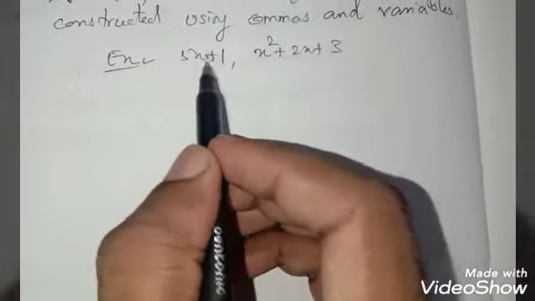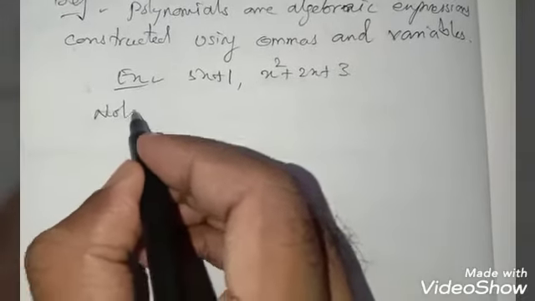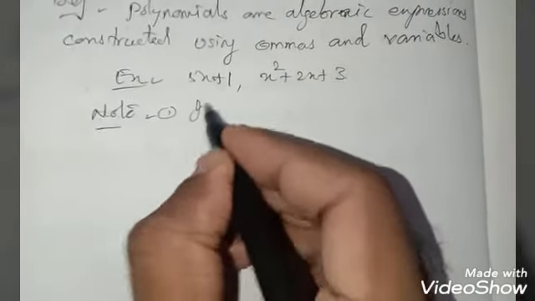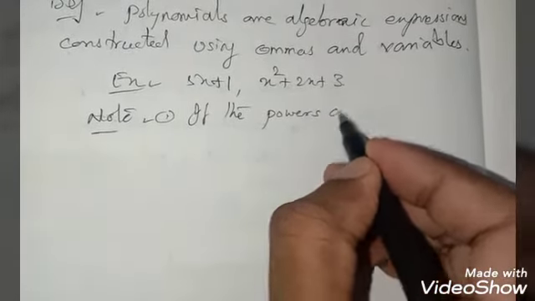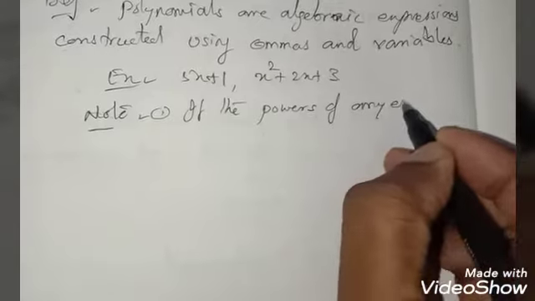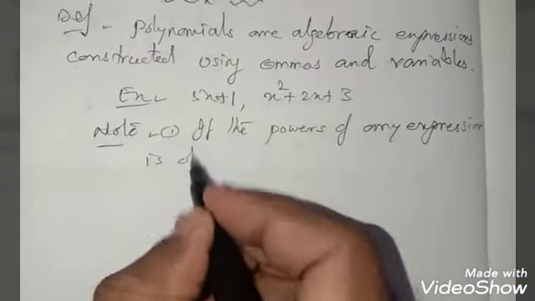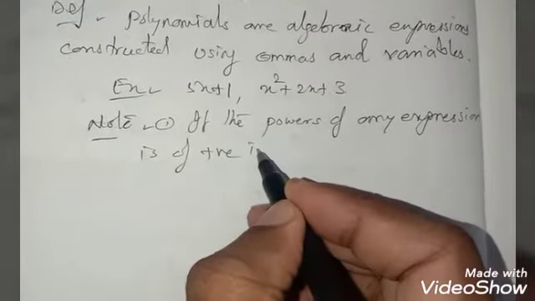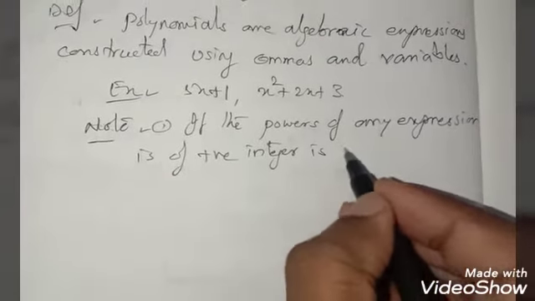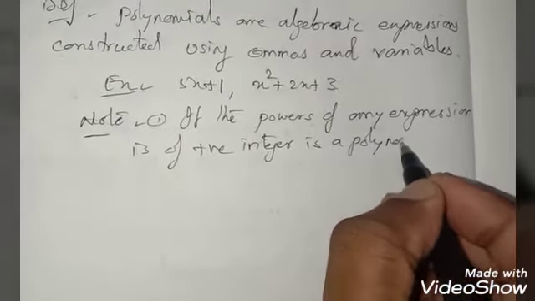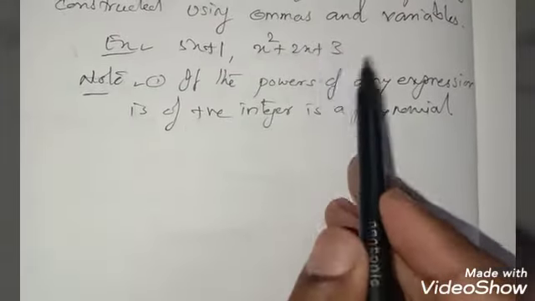Now when do we call it a polynomial, and when do we call it not a polynomial? For that you have a note: if the powers of any expression are positive integers, it is a polynomial. Means if you have any positive integer powers, it is a polynomial.